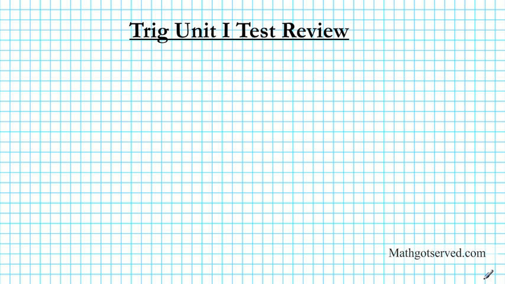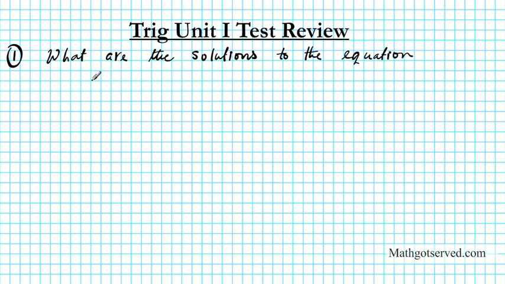All right, so let's go ahead and take a look at question number 1. Question 1 says, what are the solutions to the equation 4b squared plus 8b plus 6 equals 0, okay?